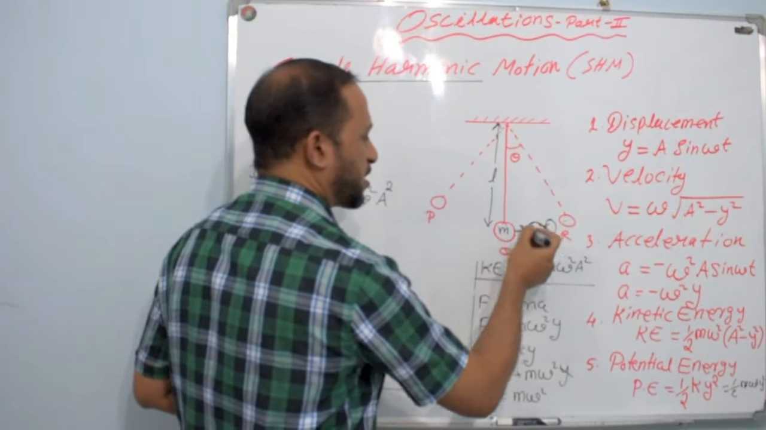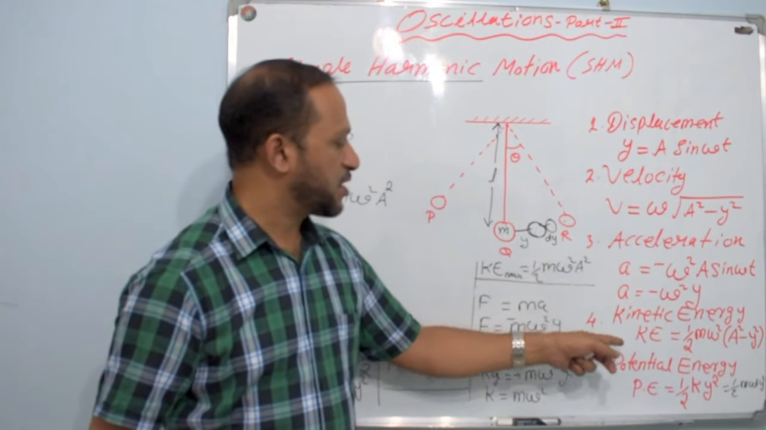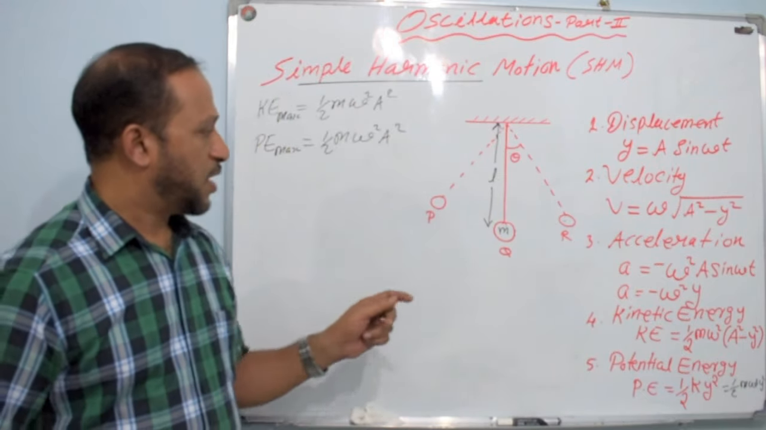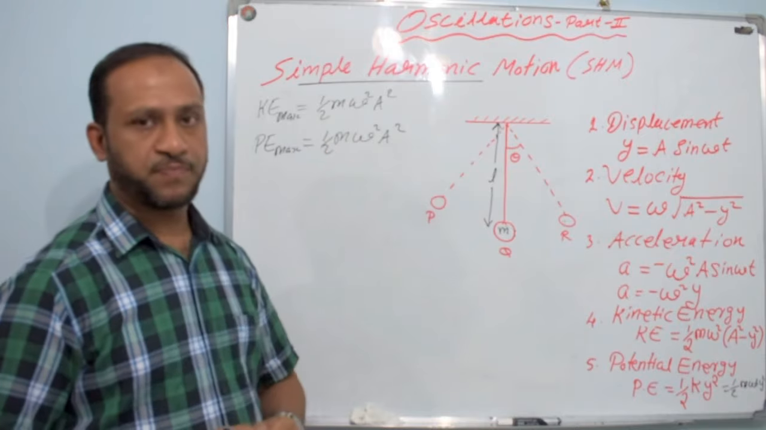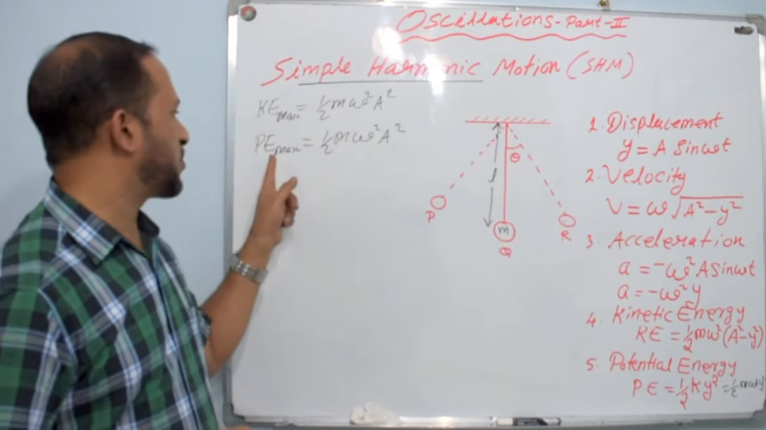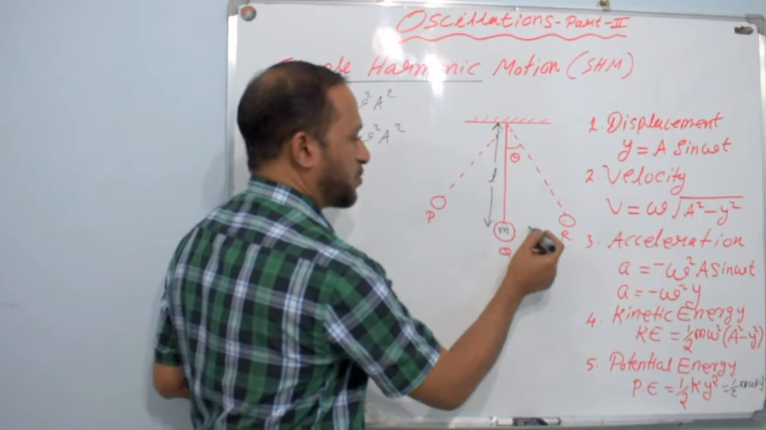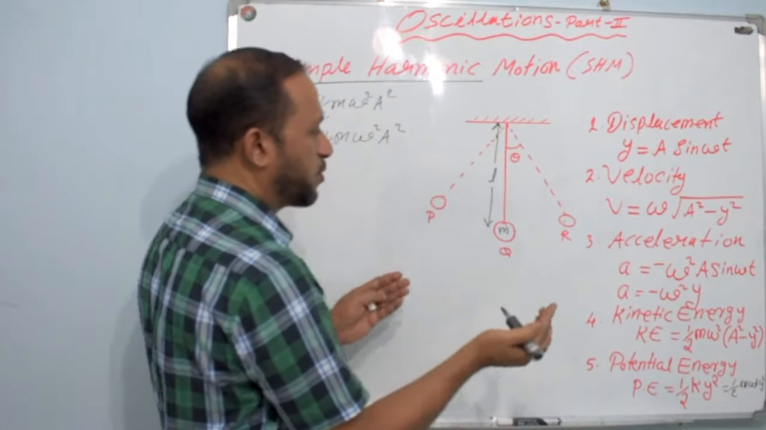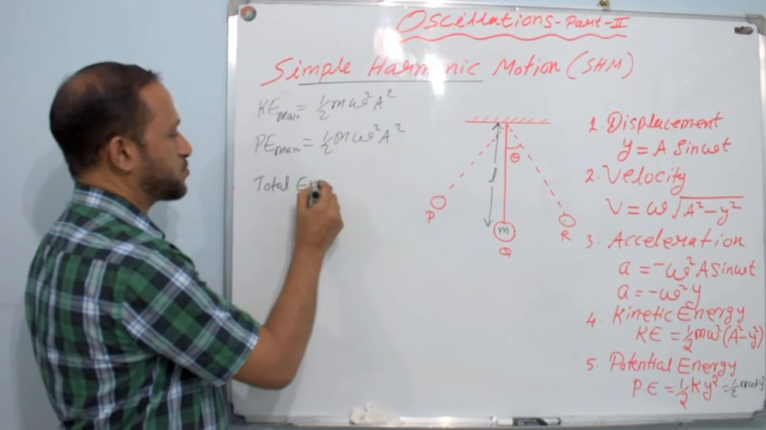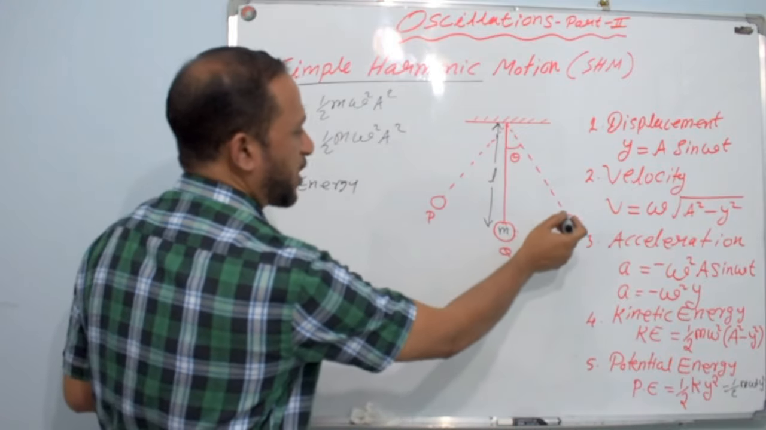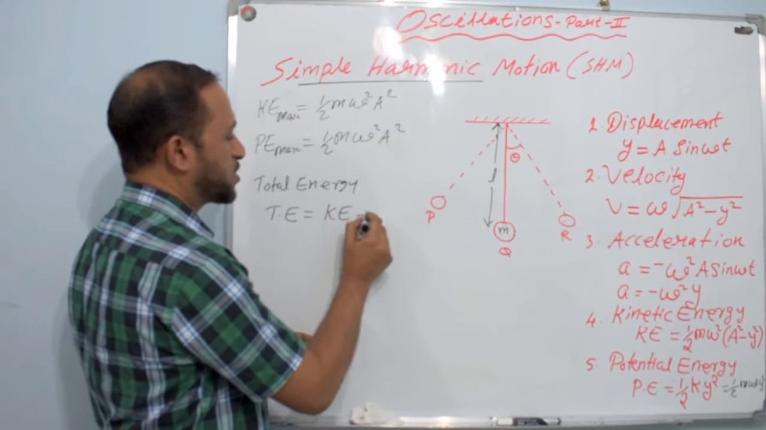In between extreme position and mean position, there will be both kinetic plus potential energy, and that total energy we can obtain by adding the equations of potential energy and kinetic energy. So we can take any one point in between the extreme position and mean position. At that time, there will be both kinetic energy and potential energy. The total energy of the oscillator at any point in between is equal to the sum of the kinetic energy plus potential energy.